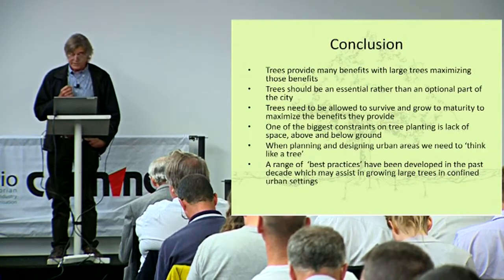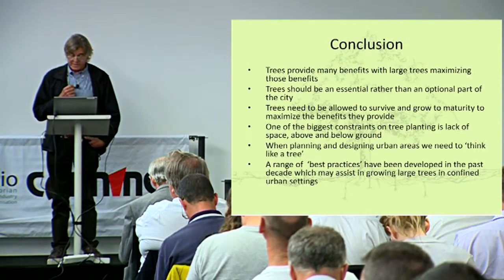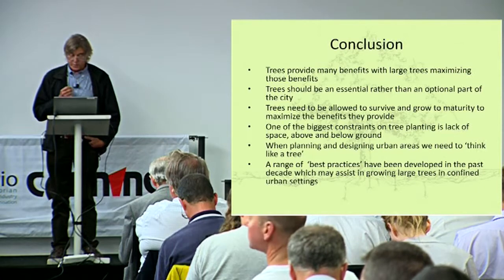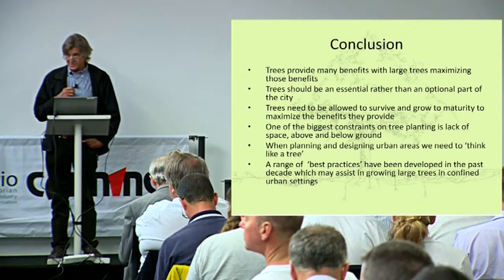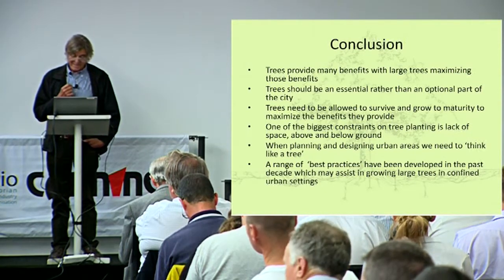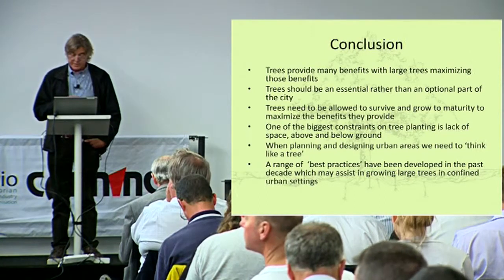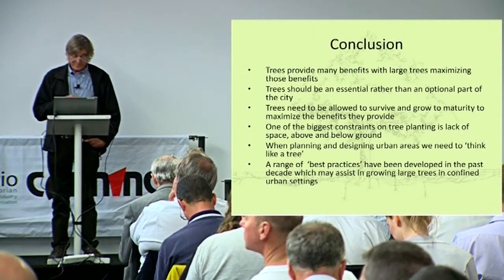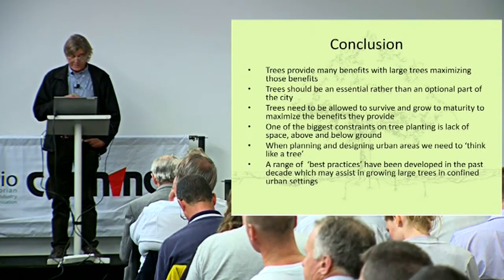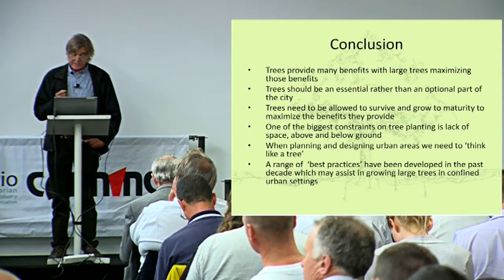One of the biggest constraints on tree planting is lack of space above and below ground. So when planning and designing urban areas, we need to think like a tree and design around the biological needs of the tree. And I think I covered there's a range of best practices which have been developed in the last decade, some in Adelaide, some elsewhere, which may assist in growing large trees in confined urban settings.